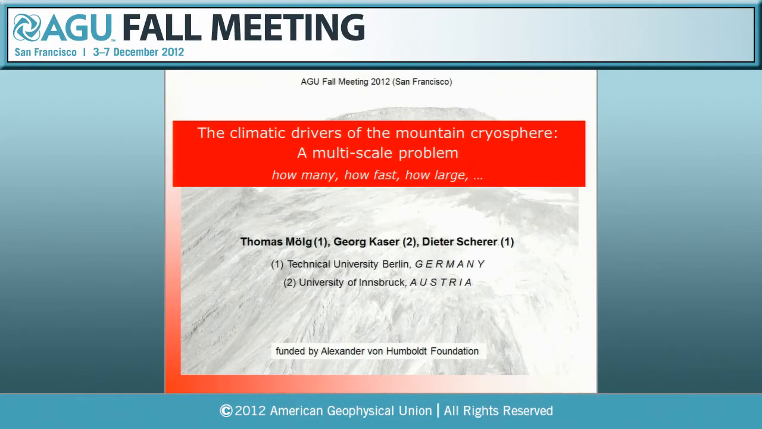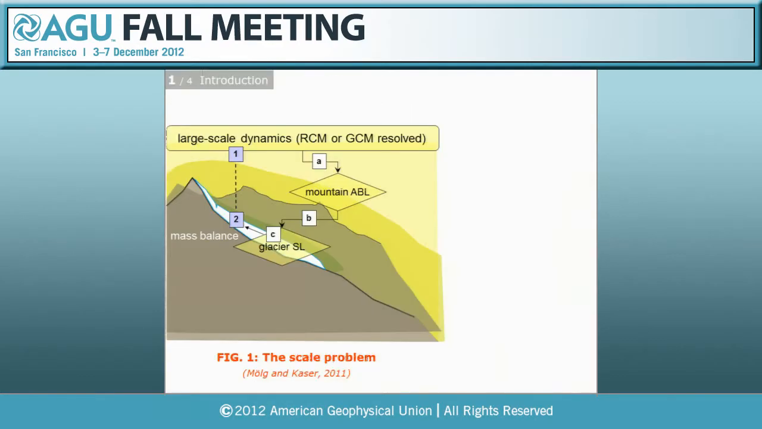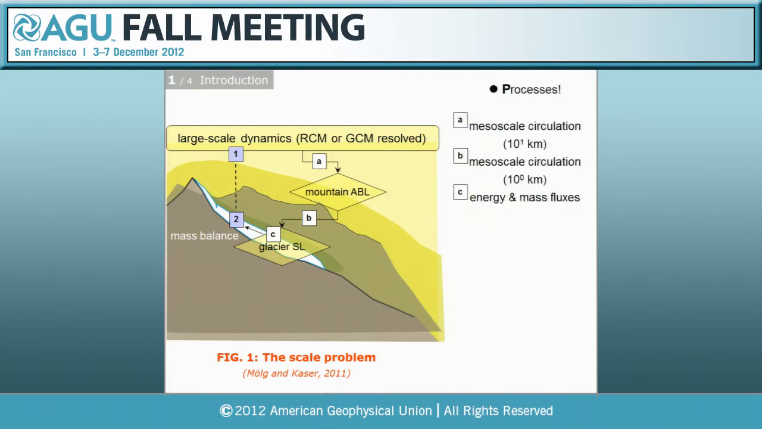Thank you very much, also for the invitation, and good afternoon. When we think about the role of glaciers in the climate system, the ultimate boundary conditions are always provided by the large-scale climate dynamics, which is number one in this illustration. At the other end of the story, there is the mass balance of a mountain glacier, number two, which in the first place is a local phenomenon. But then there are the processes in between.